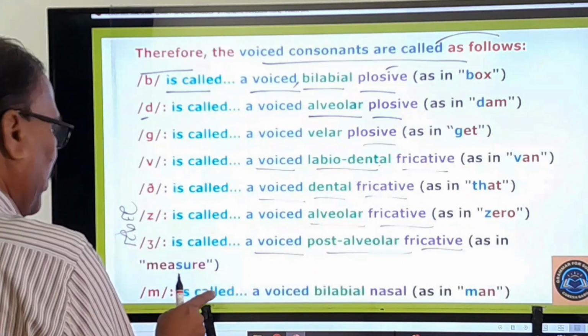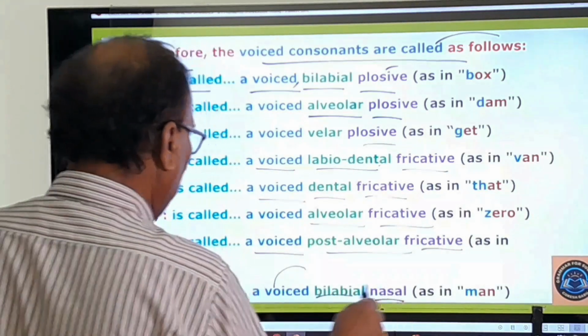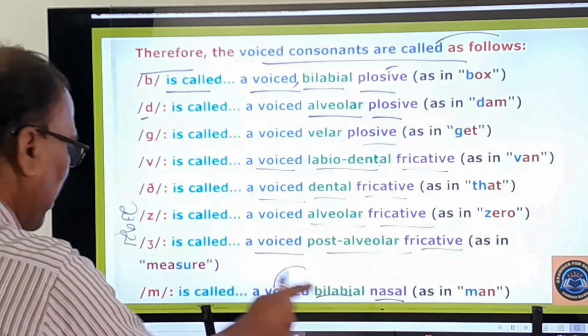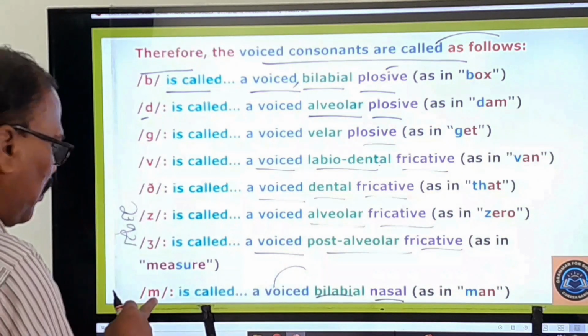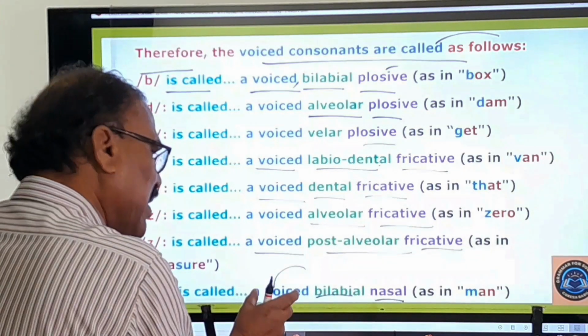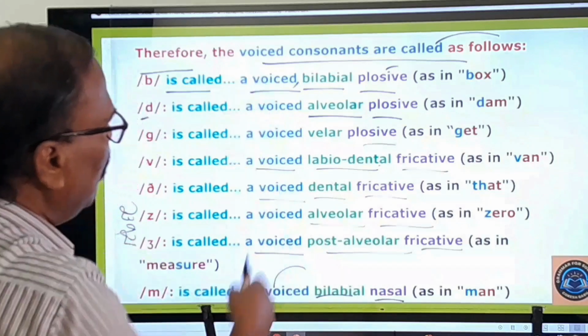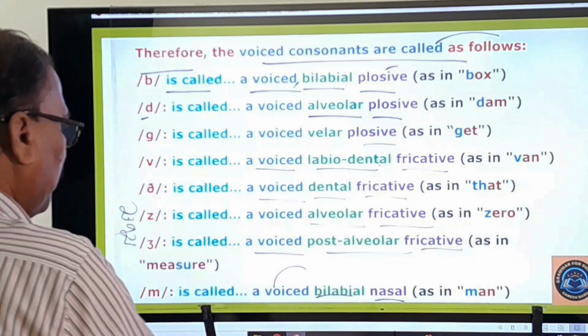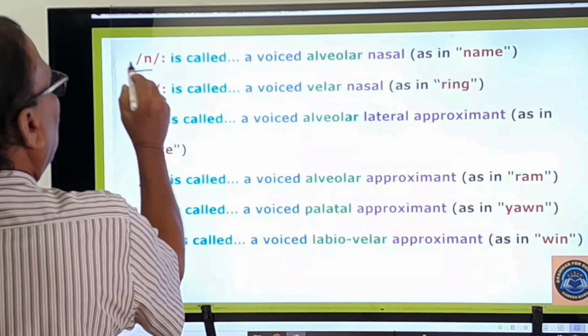And ma is called a voiced bilabial nasal. It's a voiced one, first point. It's a bilabial one: in the production of this, the lips come together. And nasal, the airflow comes through the nose. So that's why a voiced bilabial nasal. That's why I have used three different colors here. You go to the next one. So these are all there. Na is there. This is ordinary na.